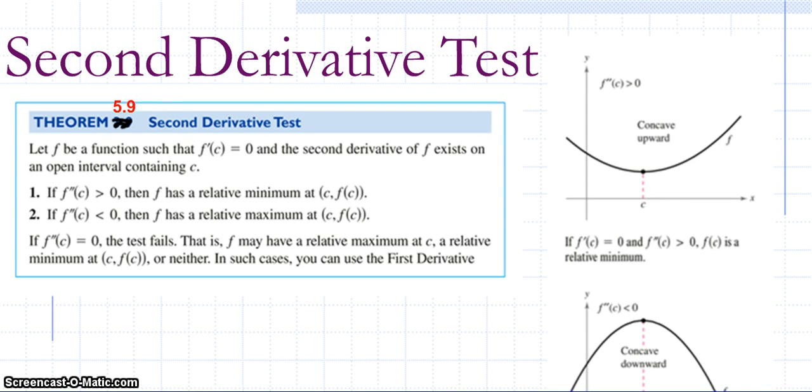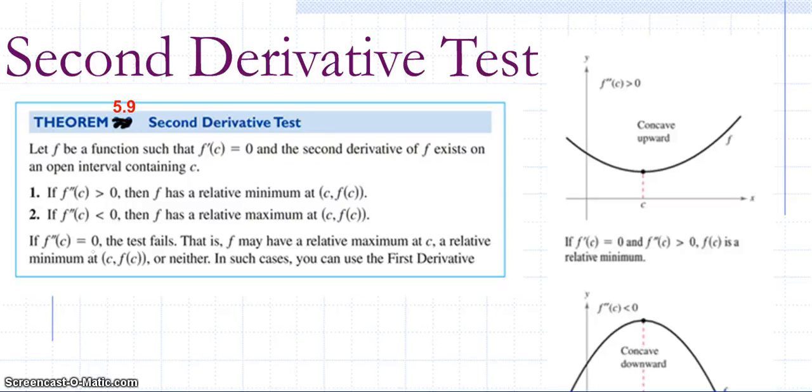So this again is on your sheet, this theorem. If we let f be a function such that the derivative at c equals 0, and the second derivative of f exists on an open interval containing c, if the second derivative at c is greater than 0, then f has a relative minimum at the point c, f of c. If the second derivative at c is less than 0, then f has a relative maximum at c, f of c. If the second derivative at c is 0, then the test fails, and so we have to use the first derivative test to find out if it's a maximum or minimum or neither.